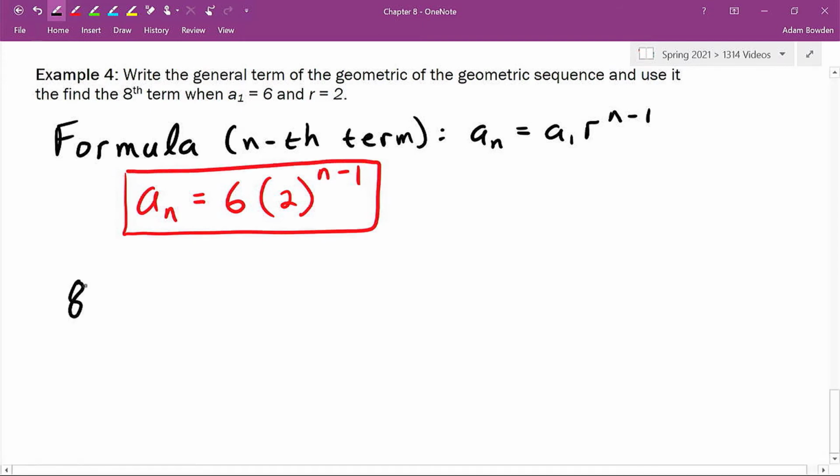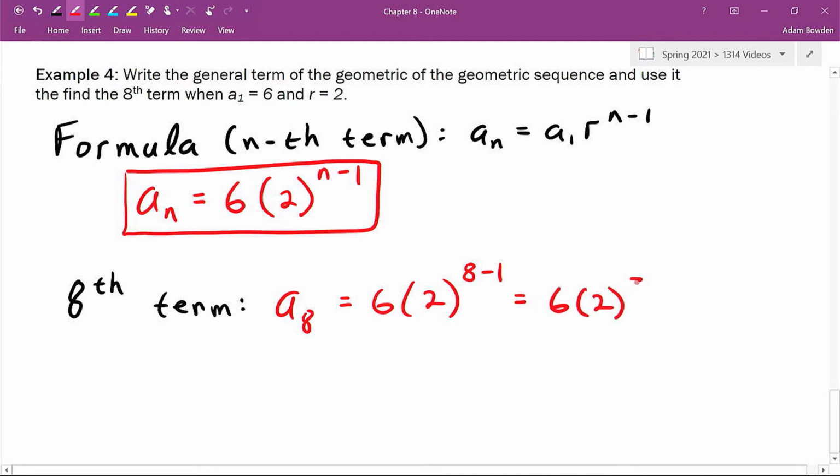And then it says to find the 8th term of the sequence. That means we'll be finding a_8, which would be equal to 6 times 2 to the 8 minus 1, or 6 times 2 to the 7th power. Calculating that, it'll turn out to be equal to 768.